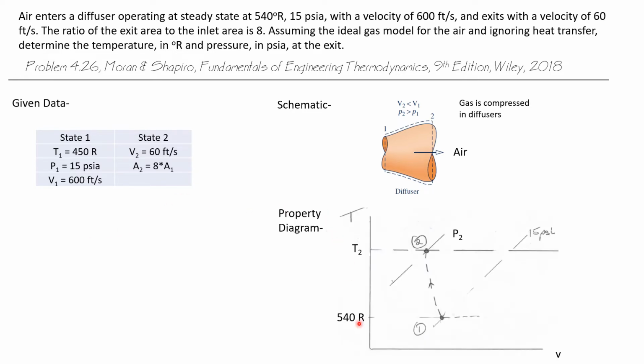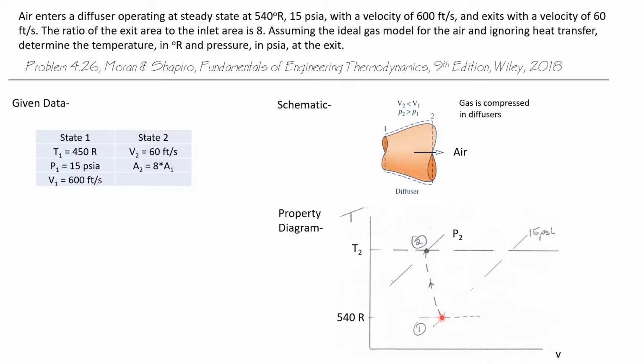So let's draw a T-v diagram of this state. Air is a gas. There's no vapor dome on this T-v diagram. State 1 is easy to plot. It's a temperature of 540 degrees R, and it's a pressure of 15 psi. So state 1 we'll plot here.